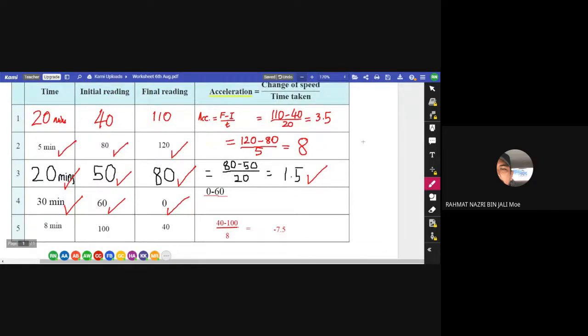Copy this table. Saya not moving for 5 minutes, so you able to copy it. So the change of speed, the final reading 0 minus initial reading 60, correct? Kenapa moving tu? Correct, correct.